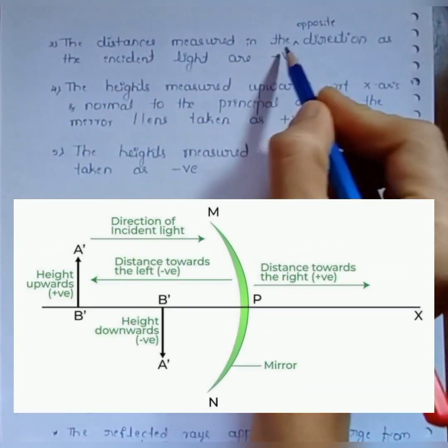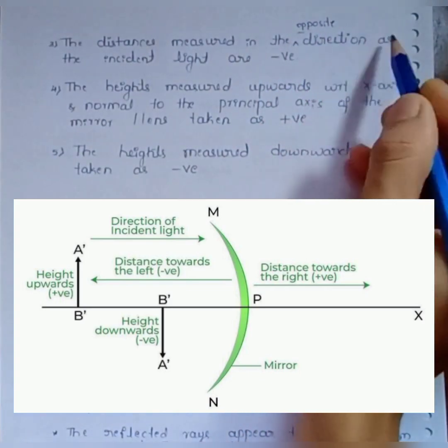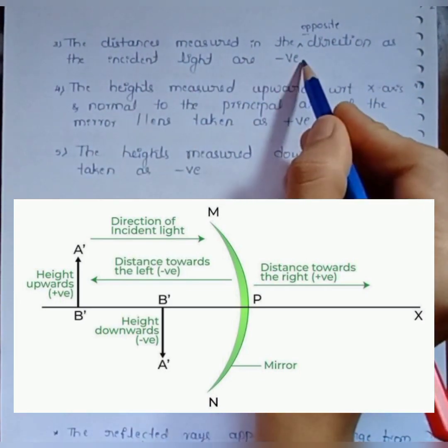The distances measured in the opposite direction to that of the incident light are taken as negative.